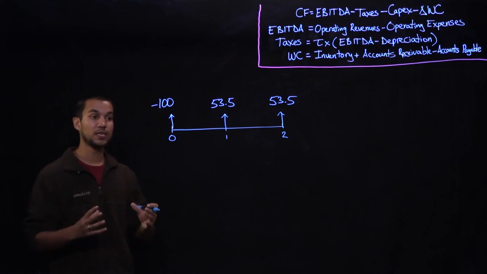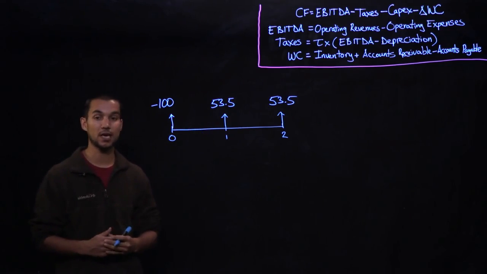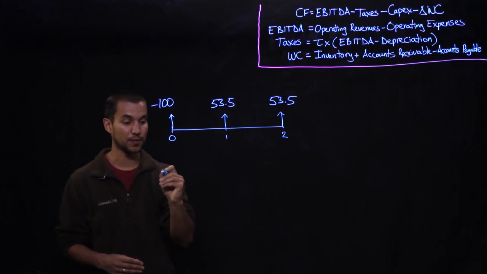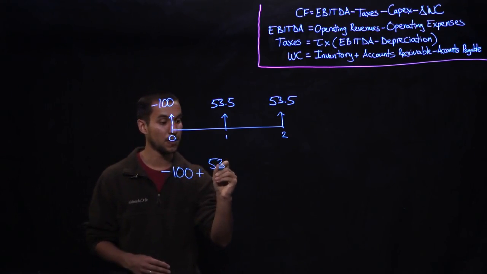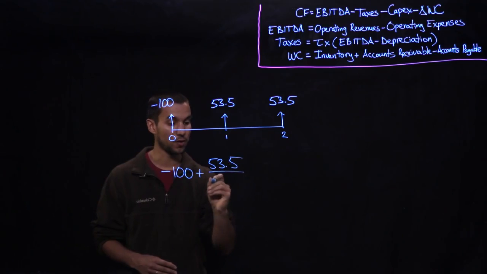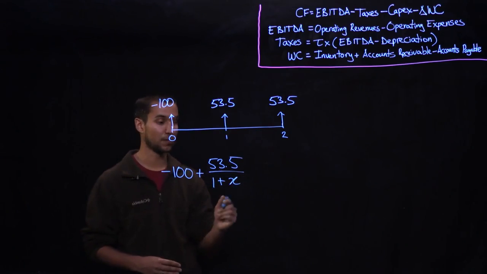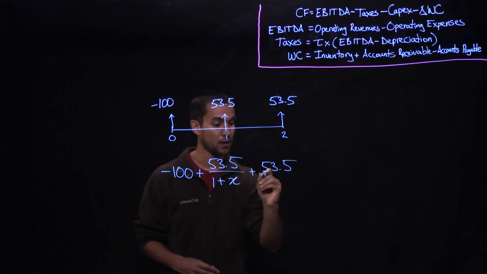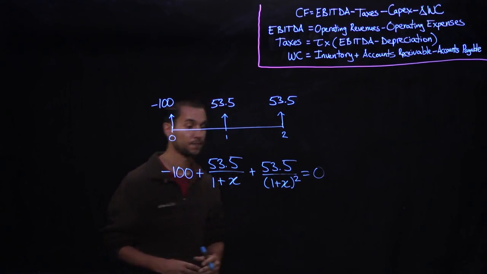To do this, we need to find the discount rate that makes the present value of these cash flows equal to 0. So we want to solve this equation: minus 100 plus 53.5 over 1 plus x, where x is the internal rate of return, plus 53.5 over 1 plus x squared is equal to 0.